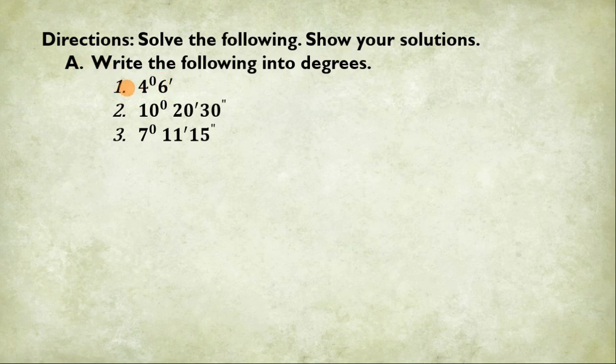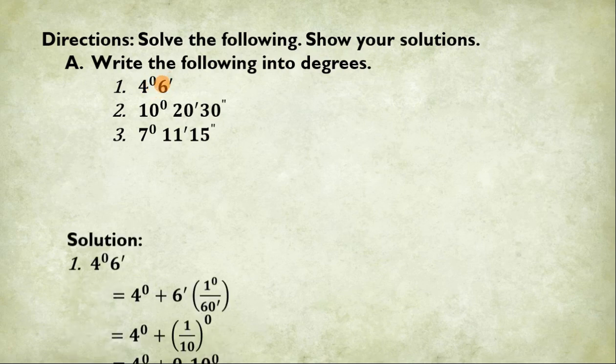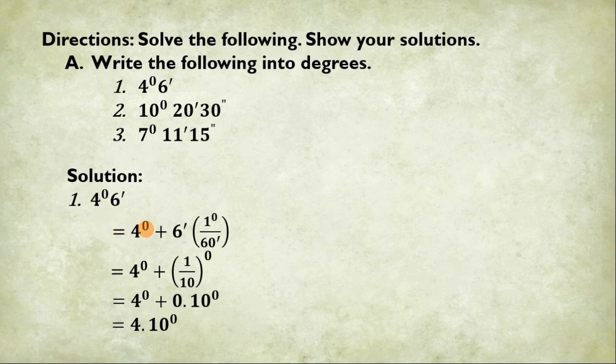For number 1, we have 4 degrees 6 minutes. For the solution, 4 degrees, you isolate the degrees. We have 4 degrees plus 6 minutes. And we have to eliminate the unit minute by multiplying 1 degree over 60 minutes. We know that 1 degree is equal to 60 minutes. So the purpose here is to transform the 6 minutes into a decimal form in terms of a degree unit.